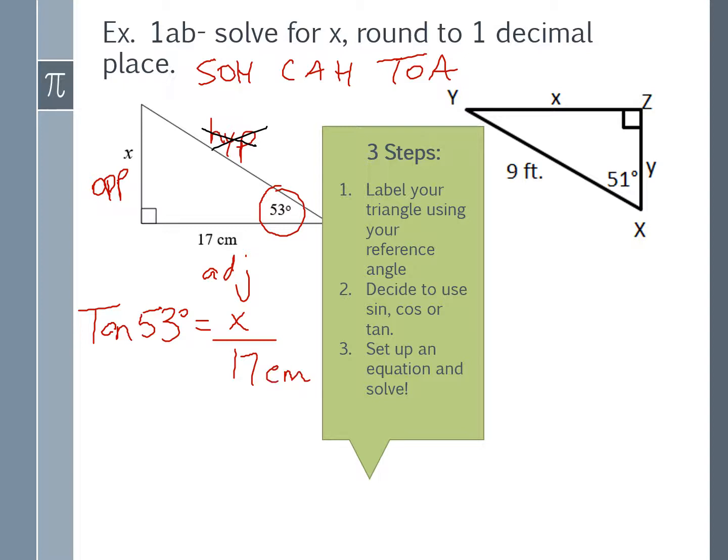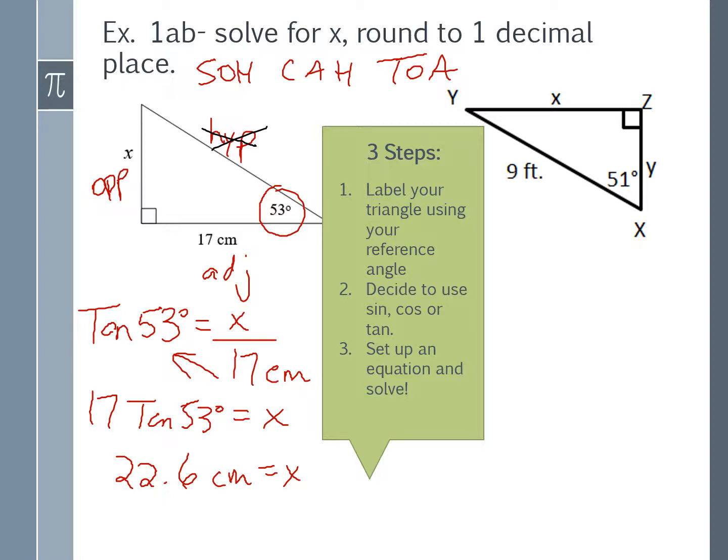How do you solve that ratio? You quickly cross multiply: 17 times tan 53 equals x. And then you can type that in your calculator just like you see it. Again, make sure your calculator is still in degree mode. We only want to go to 1 decimal place. So if you're looking at a calculator right now, you should have got 22.55. If we round to 1 decimal place, that will round to 22.6 centimeters equals x.